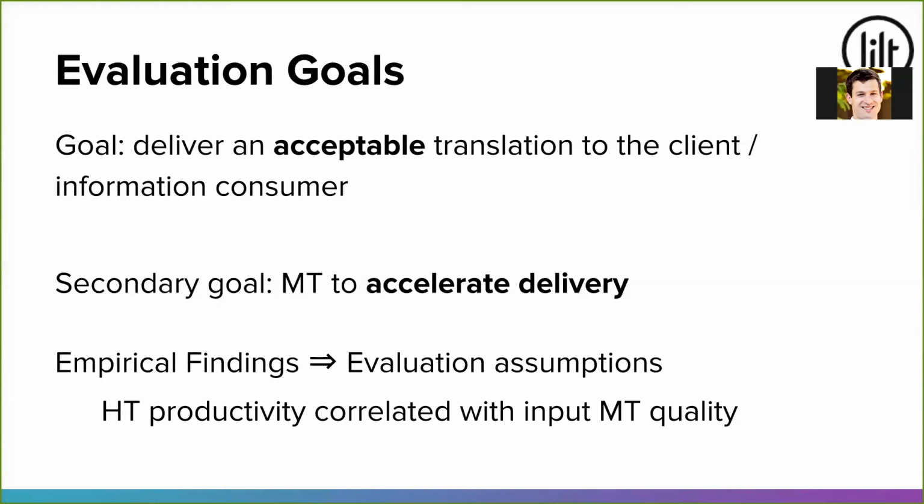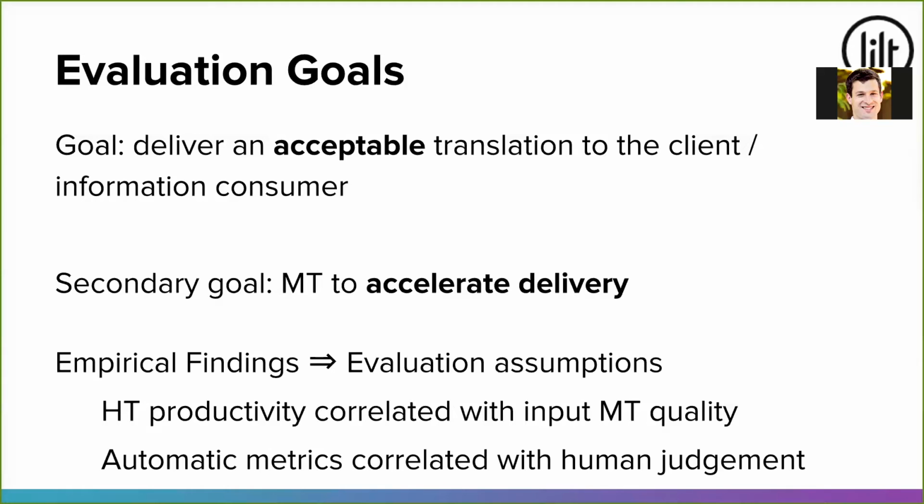Human translation productivity is correlated with input machine translation quality. What that means is the better the machine translation that you start off with, the faster you'll translate. This is kind of intuitively true. If you start off with a really poor translation and you either reject it completely or spend a lot of time correcting it, that's going to be slower than if the machine translation that you start off with is pretty good and you don't have to do very much to it to arrive at what you believe to be a good translation. Okay, so I'll present some recent results on that.